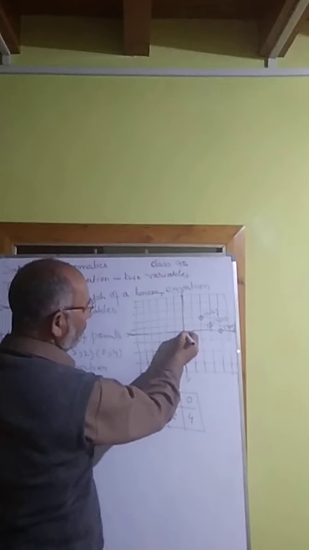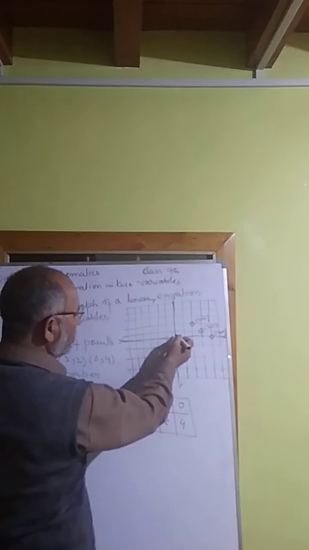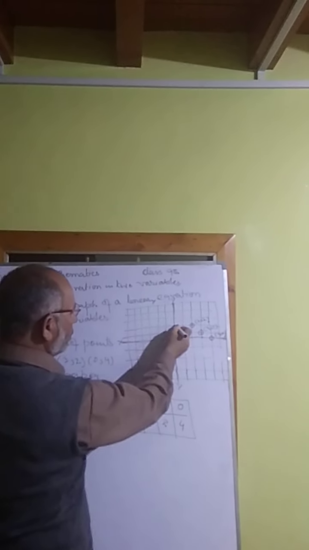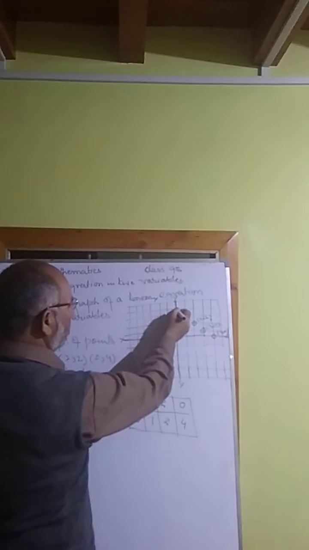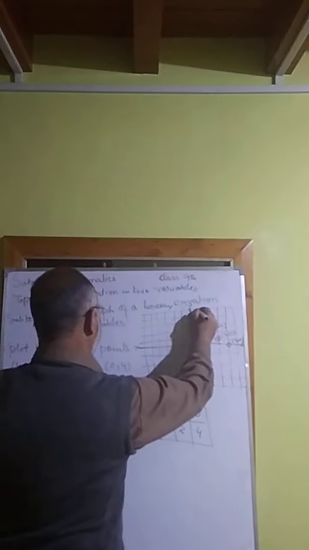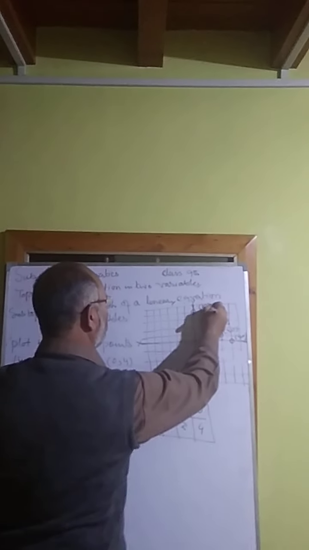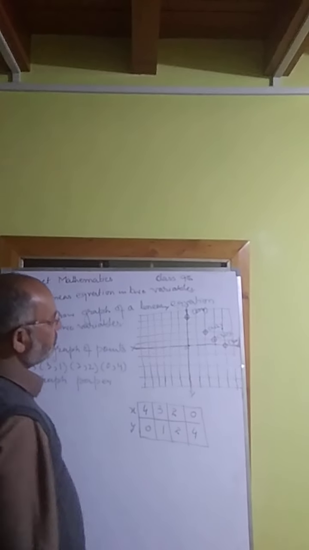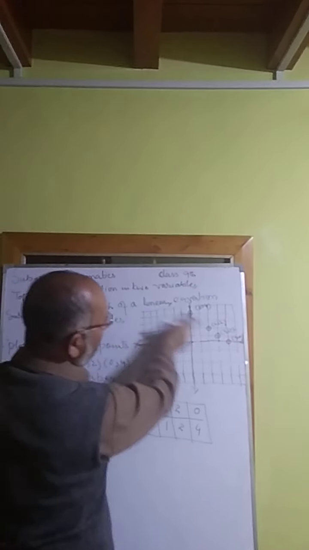x is 0 at the origin and y is 4. 1, 2, 3, 4. 0, 4. Now we join these points.